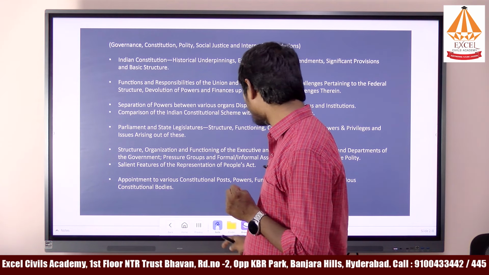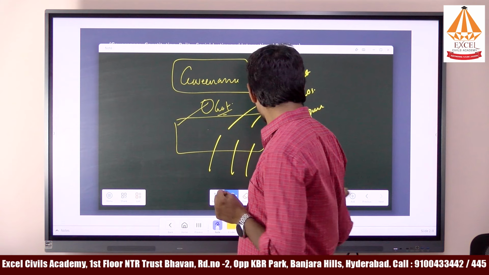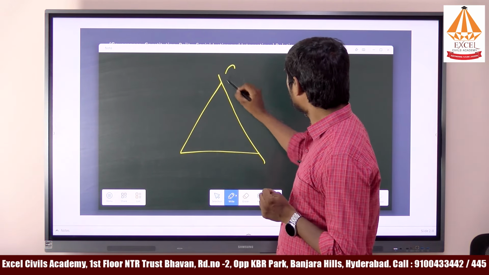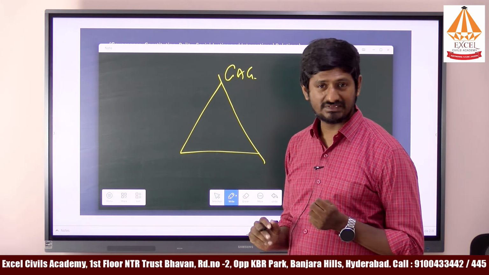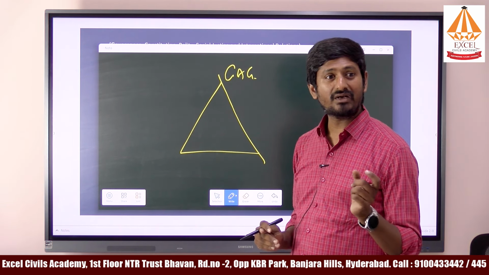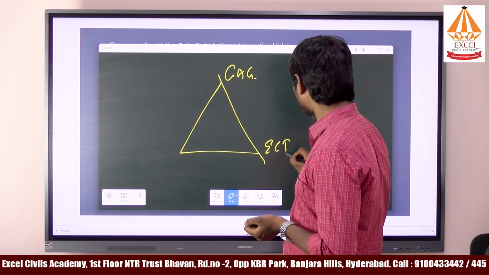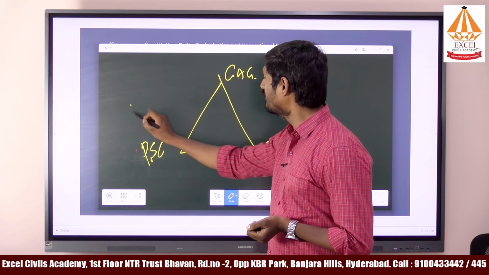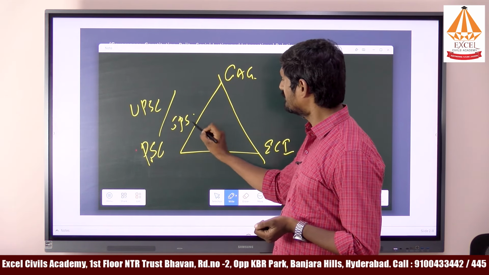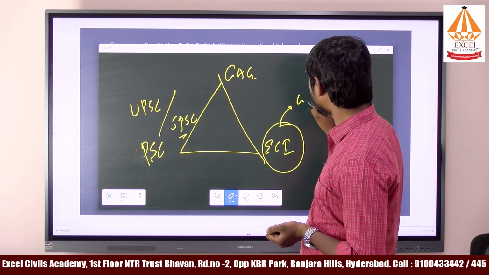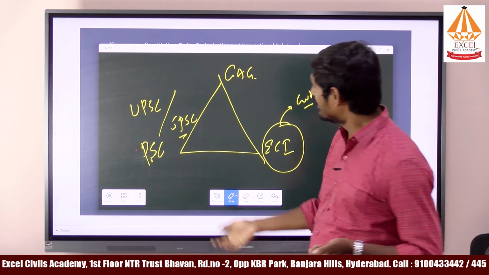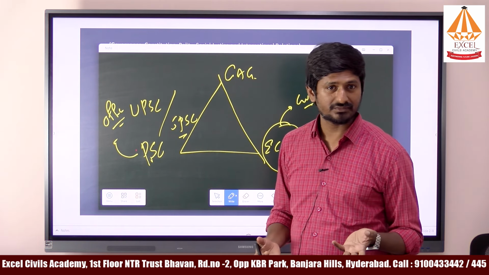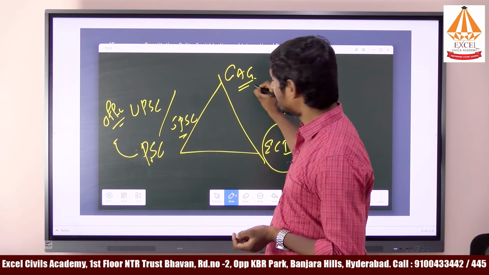What are the three other organs? Tell me. These include CAG, the Comptroller and Auditor General of India. Second one, ECI, the Election Commission of India. Third one is Public Service Commissions like UPSC and SPSC. The Election Commission will produce government, yes or no? By conducting elections. The Public Service Commissions will produce officers, the personnel, the permanent executive. Okay? Right. What is CAG?